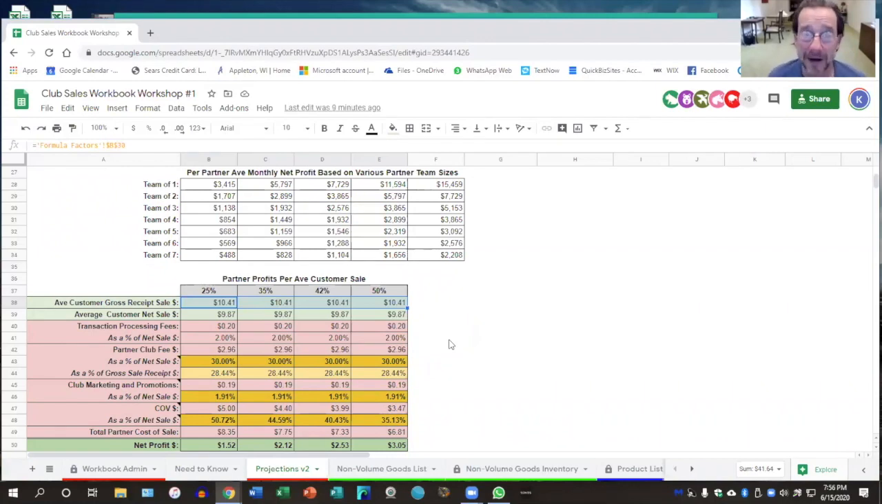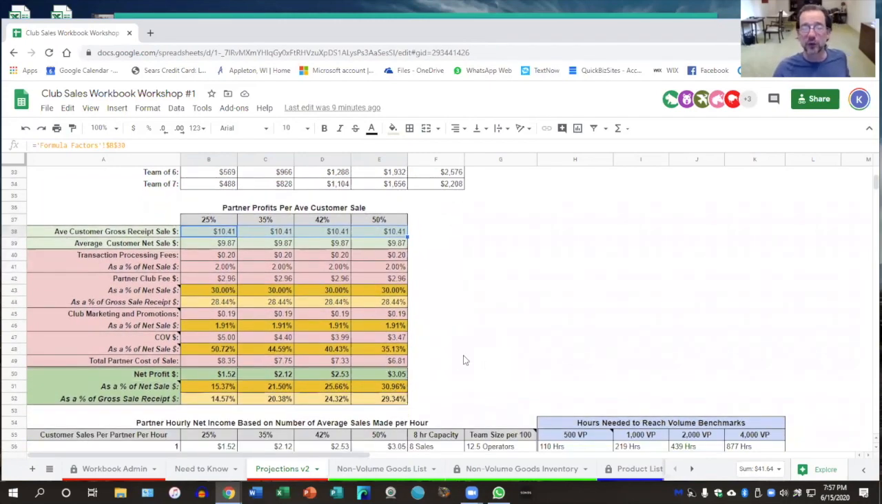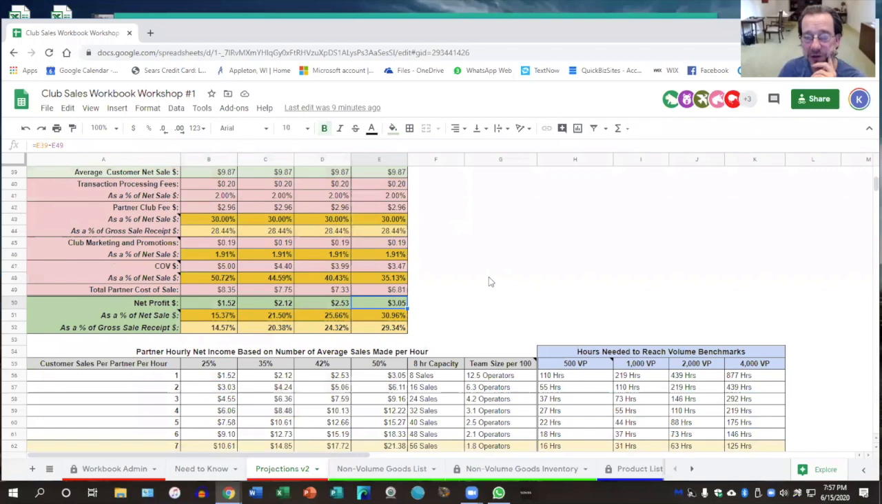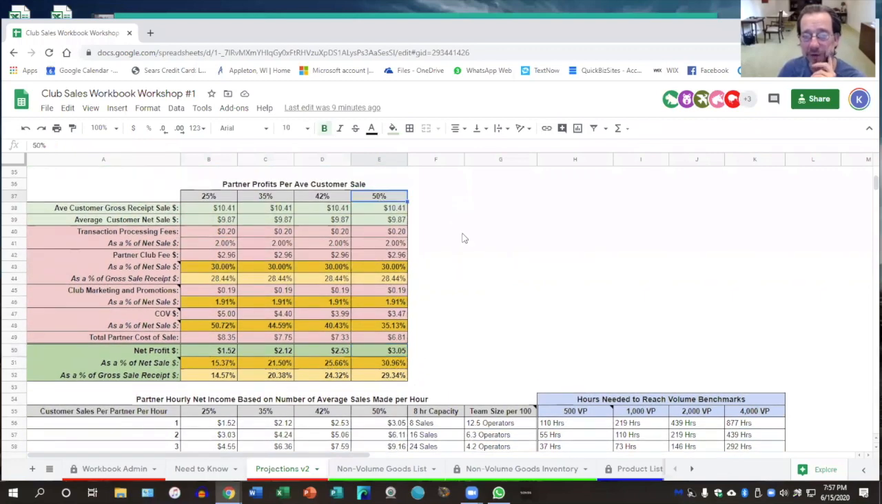Now, you will know that once you start filling this out more. Why? Because you get your own partner tab that will tell you how much you made per hour to the penny. Until then, you can still use the average here, and this will get you really, really close. So look at what happens here. This is telling you that out of an average sale, way down here, the net profit is $3 for a fully qualified supervisor partner.